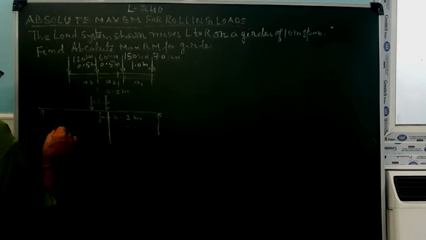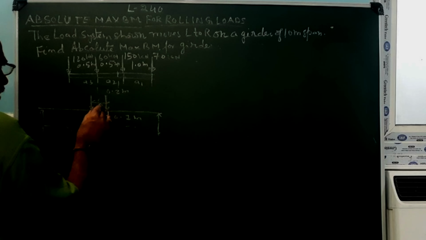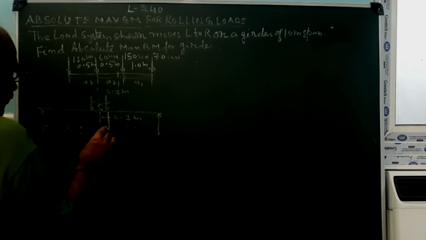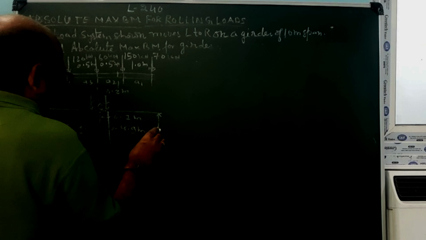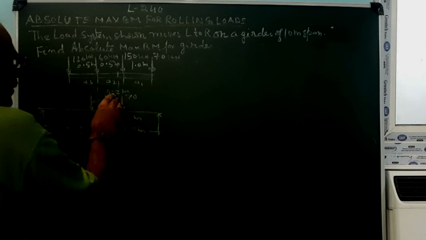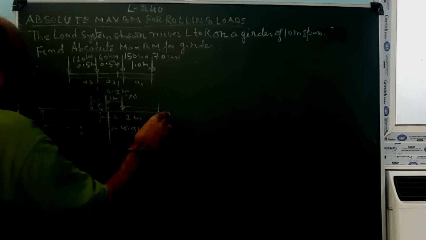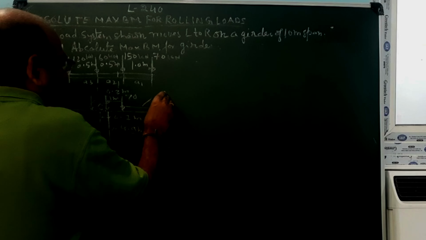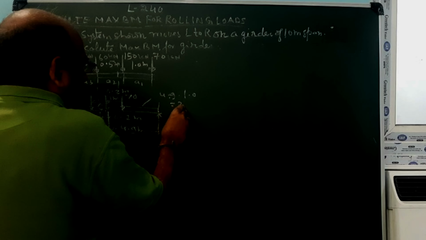Now the distance of this load from here will be 5.1 meter. This is 5 because this is your center C. So this is 5.1 meter, and this is your 4.9 meter. Let's observe what the load over here is. This load is 70 kilonewton, at a distance of 1 meter. So this distance will be 4.9 minus 1 equals 3.9 meter.